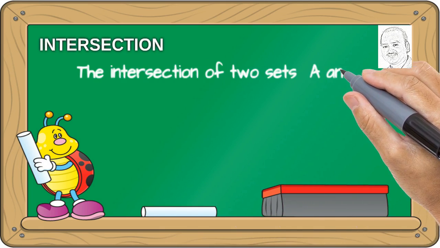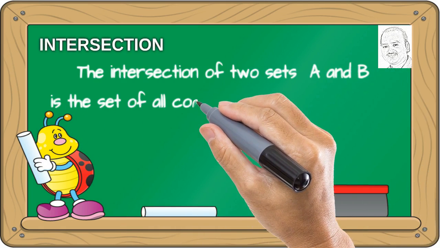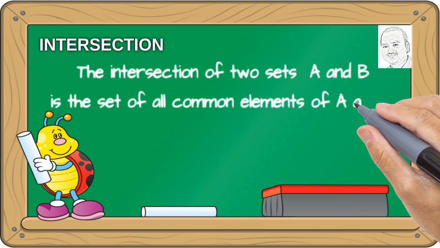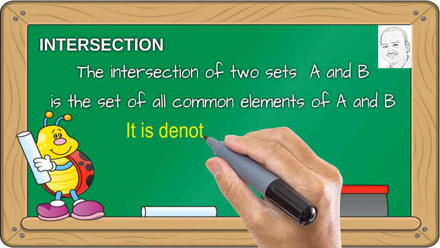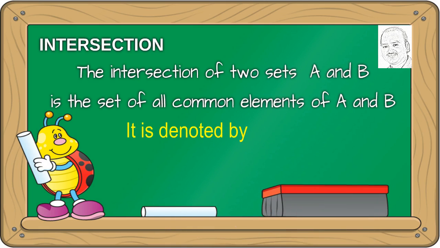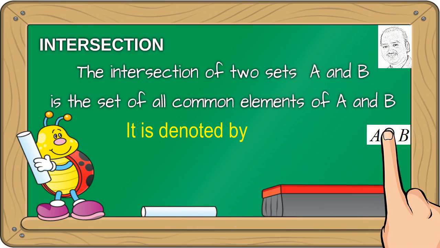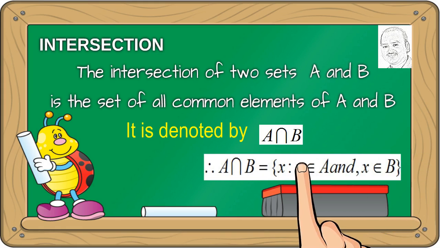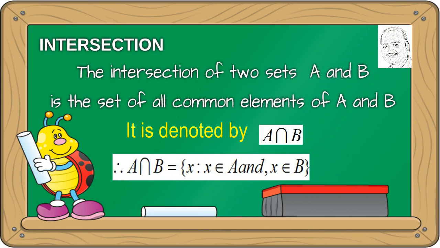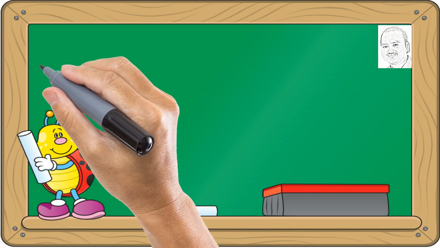Intersection. The intersection of two sets A and B is the set of all common elements of A and B. It is denoted by A intersection B. Therefore, A intersection B is equal to X such that X belongs to A and X belongs to B. This means X belongs to both sets.